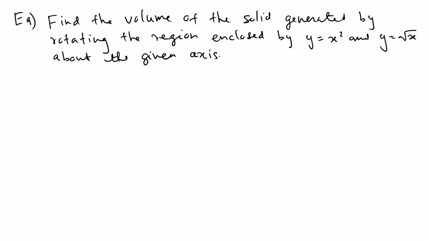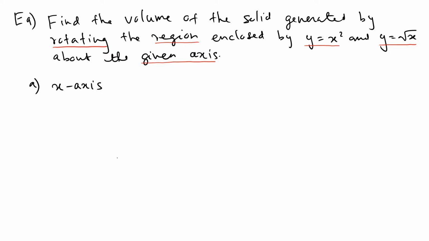The problem says find the volume of the solid generated by rotating the region enclosed by these two curves, y equals x squared and y equals square root of x, about the given axis. So let's talk about a few different axes. As the first example, let's rotate about the x-axis.